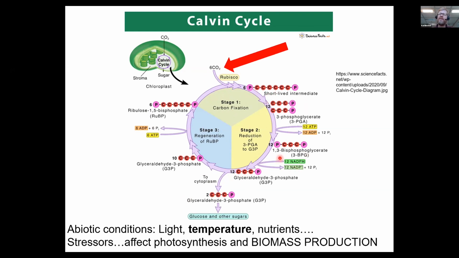So in fact, you see already that a lot of abiotic conditions like light, temperature, and nutrients, but also, of course, all kinds of stressors, of stress factors may affect photosynthesis, and that means also biomass production. And this means, of course, if this process is affected by any kind of stress, this will be translated into ecosystem function.